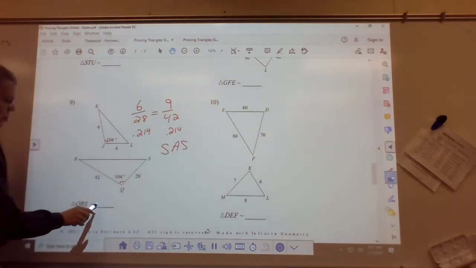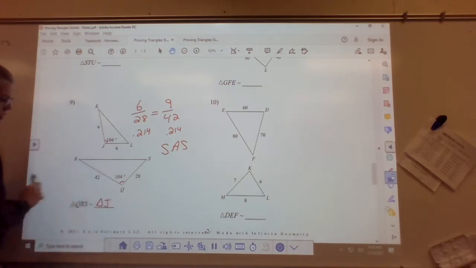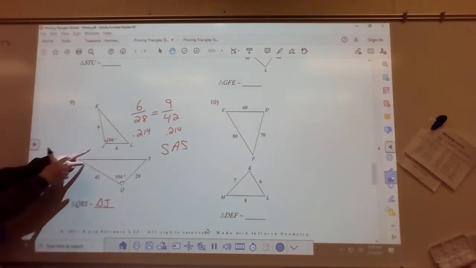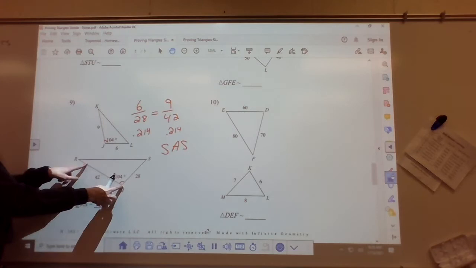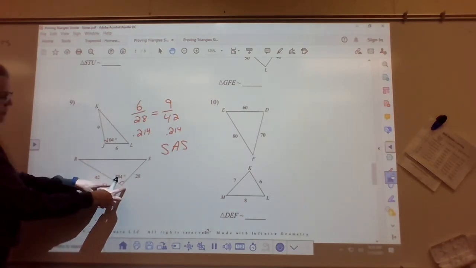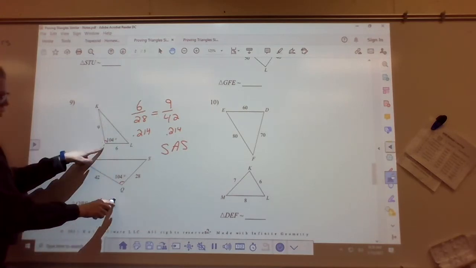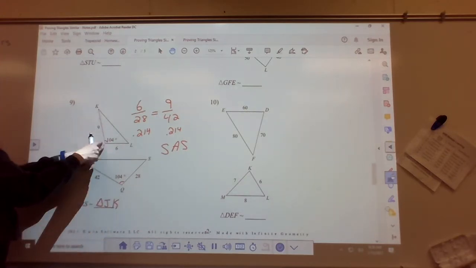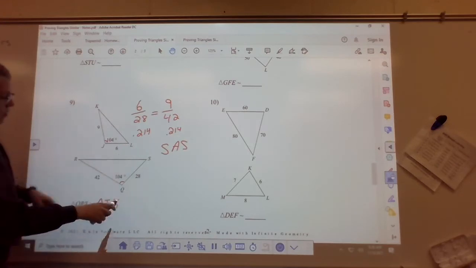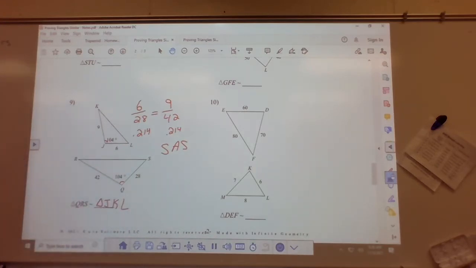Q matches up with J. That's an easy one. R is the bigger of these two sides. So J, I've got to go to K, because it's the bigger of the 6 and the 9. And then L. So JKL.